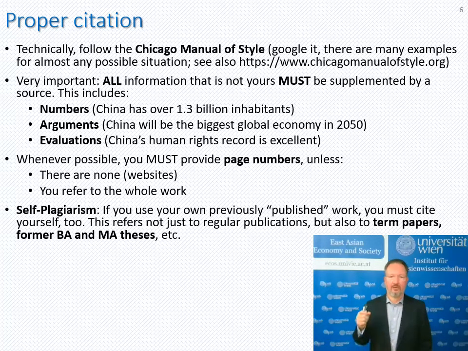If you mention somebody else's arguments, like for example, China is expected to be the biggest global economy in 2050, I want to know where this expectation comes from. And also evaluations, normative, sometimes conclusions even, like China's human rights record is excellent. If you write a statement like this, I'm not going to doubt it, I'm just going to wonder where that comes from.